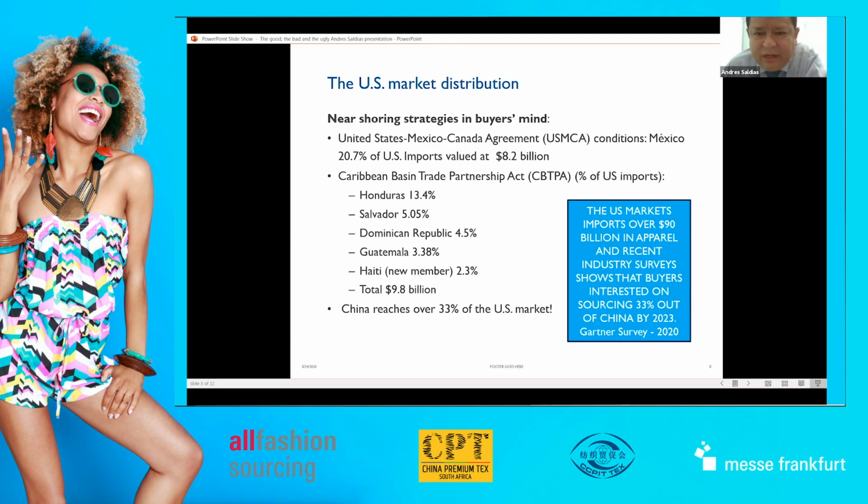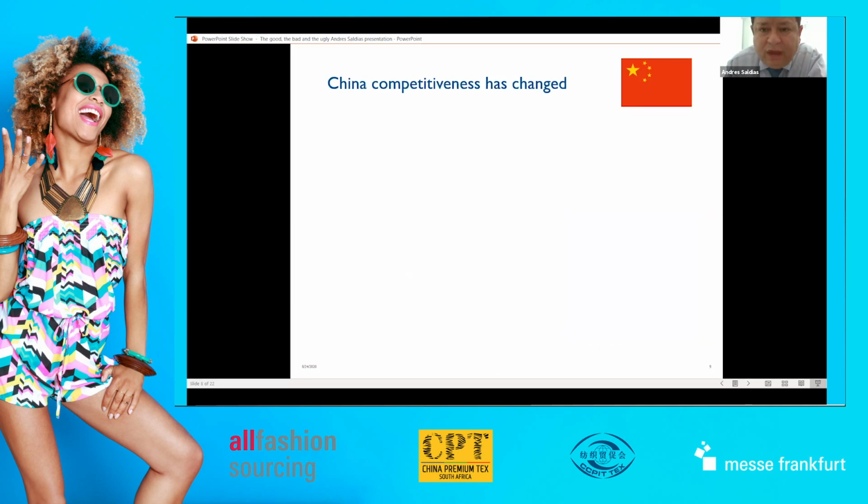That means that new vendors are needed. Mexico or Honduras or El Salvador are not going to be able to supply that 33% of $90 billion. And that's the opportunity for Africa. Yet China is still a big player.